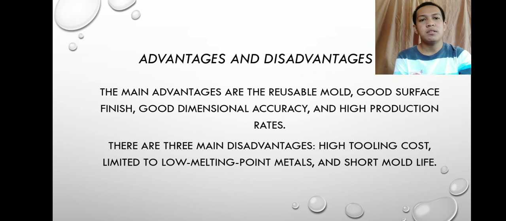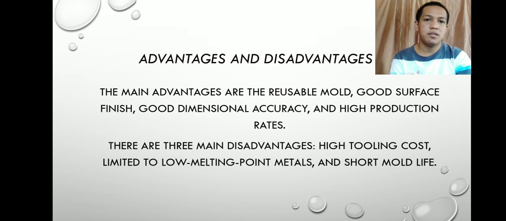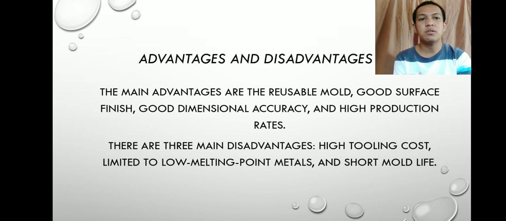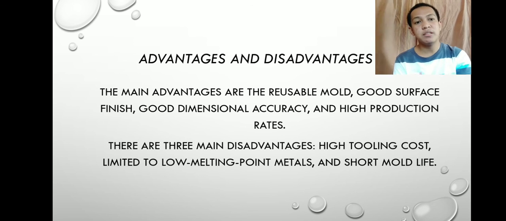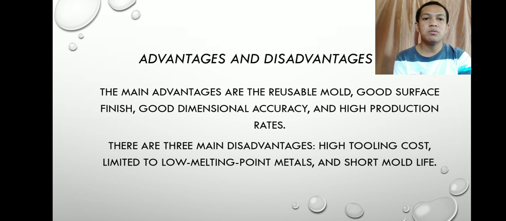Advantages and disadvantages of vacuum casting. The main advantages are the reusable mold, good surface finish, good image accuracy, and high production rates. On the other hand, there are three main disadvantages of the vacuum process: high tooling cost, limited to low melting point metals, and short mold life.